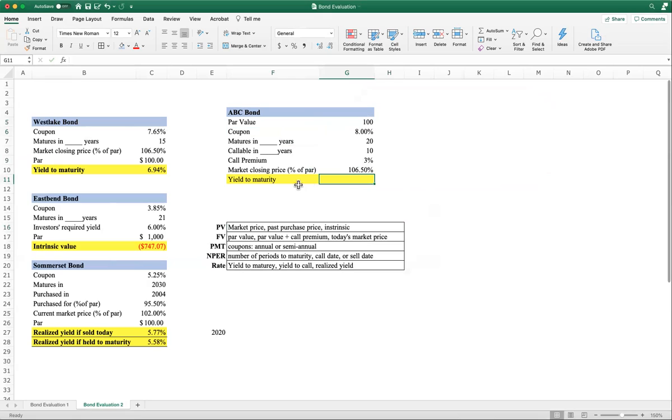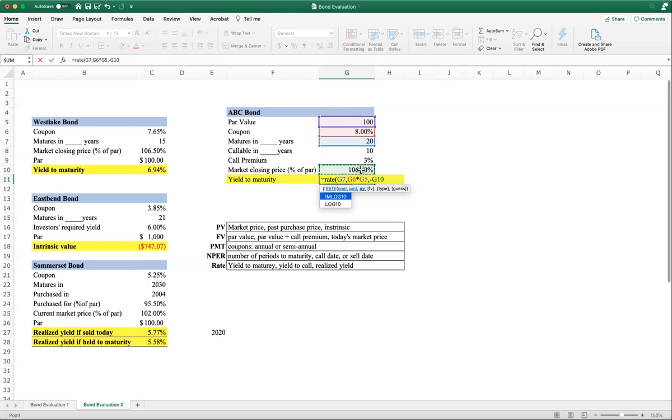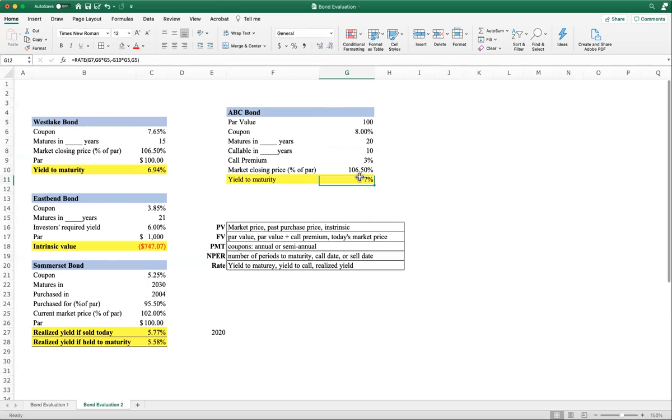So yield to maturity here. Let's calculate yield to maturity first. First of all, what is the market price? The number of periods, of course, is 20, maturing in 20 years. The payment is going to be 8% multiplied by the par value. The present value is going to be negative 106.5% multiplied by the par, because that's the market price. And the future value is going to be 100, right? So this is very simple. Your yield to maturity is 7.37% if the bond doesn't get called back.